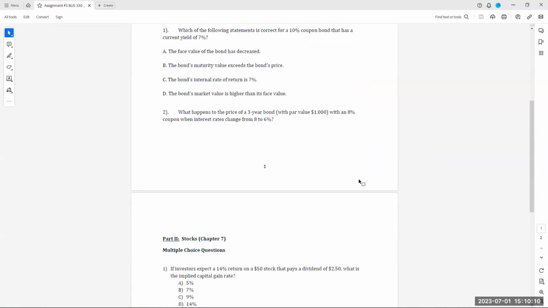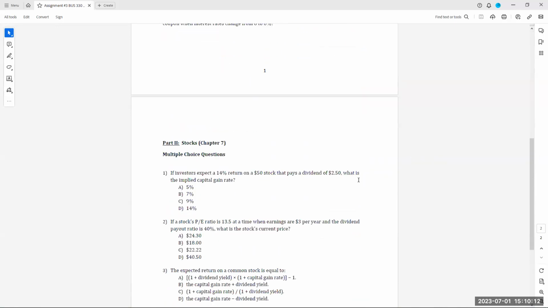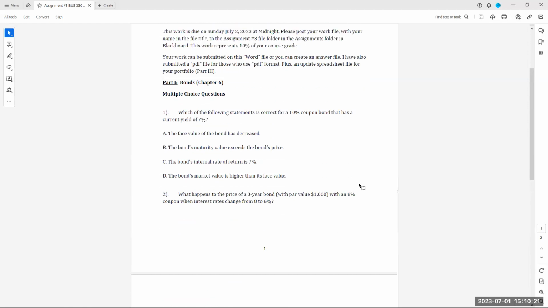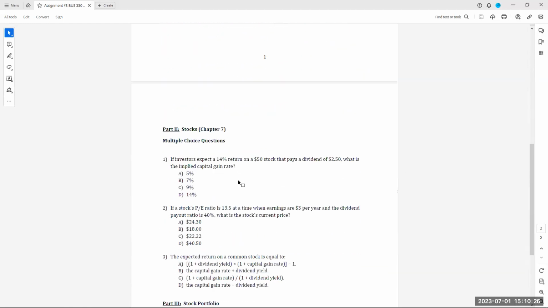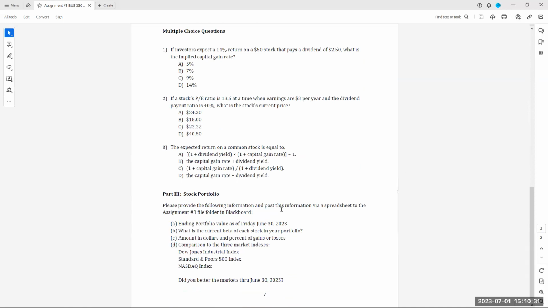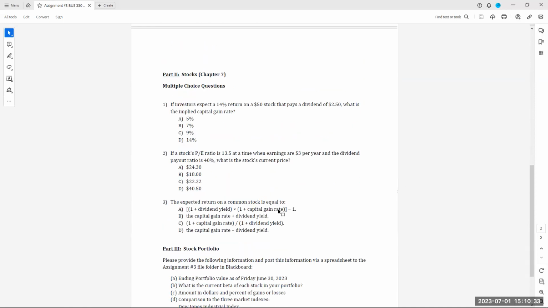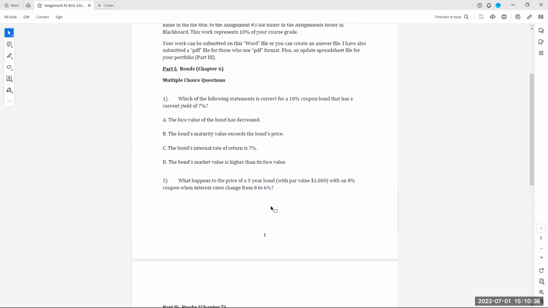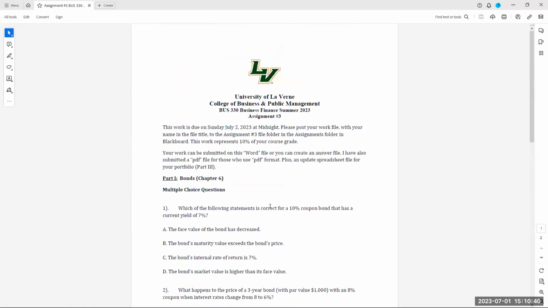I had these stock questions both in the bond and the stock parts in the original assignment, which is basically I doubled the same problem, which is not right. So I changed the bond questions to these 2 questions, and then the 3 stock questions in the multiple choice. Again, the stock portfolio is the same. You had to update that as of this past Friday. So again, part 1 has been corrected and changed, and that's the correct version. It's now posted in Blackboard.